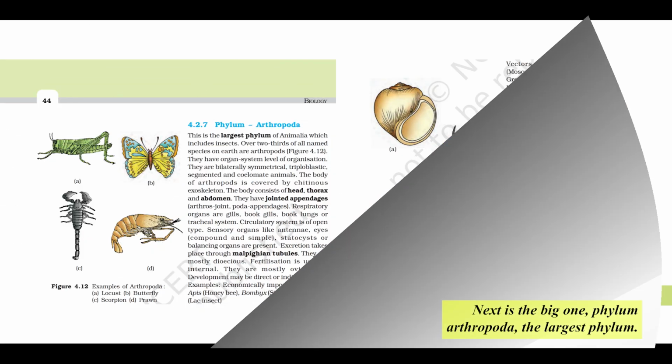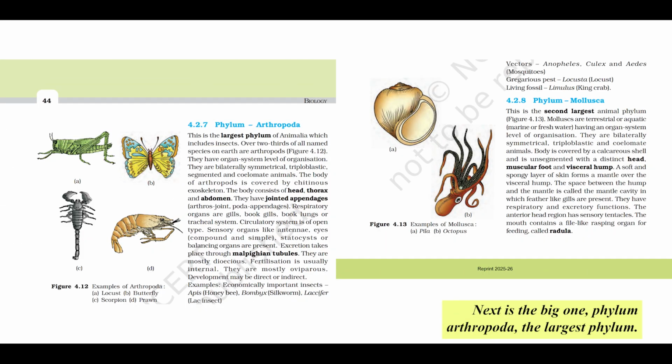Okay, brace yourselves, everyone. Next is the big one, Phylum Arthropoda, the largest phylum. Indeed. Phylum Arthropoda is truly astounding in its diversity and numbers. This is, without question, the largest phylum of Animalia. Insects alone make up a huge portion of this. Over two-thirds of all named species on Earth are arthropods. Organizationally, they are at the organ system level. They are bilaterally symmetrical, triploblastic, clearly segmented, and coelomate animals.